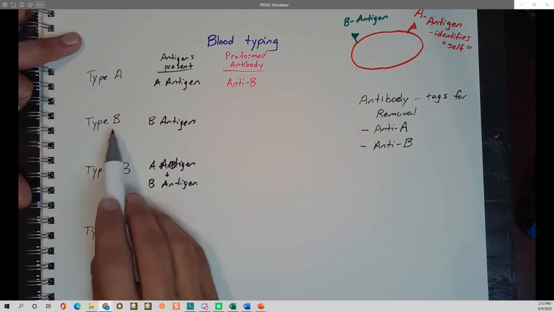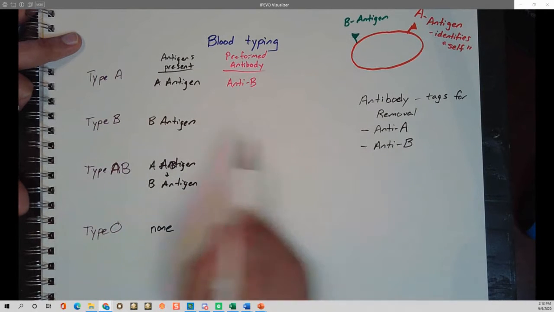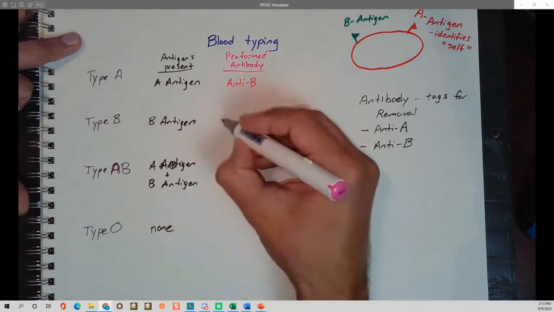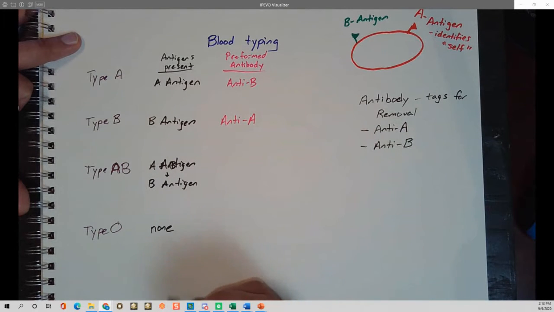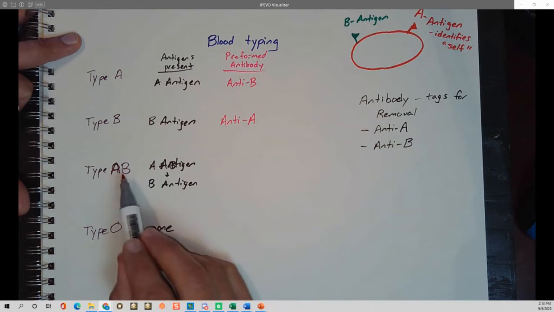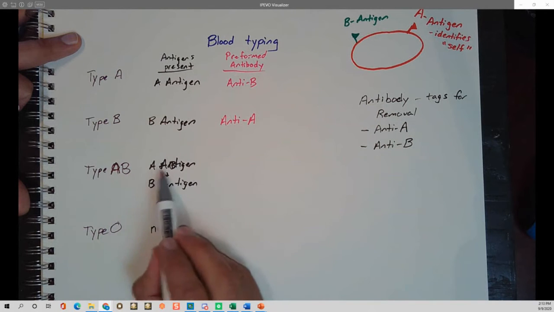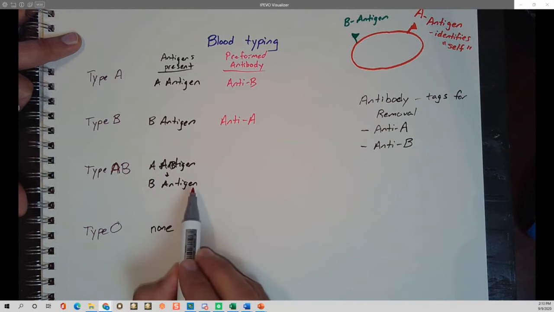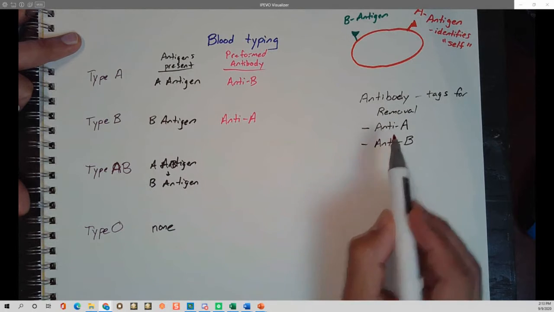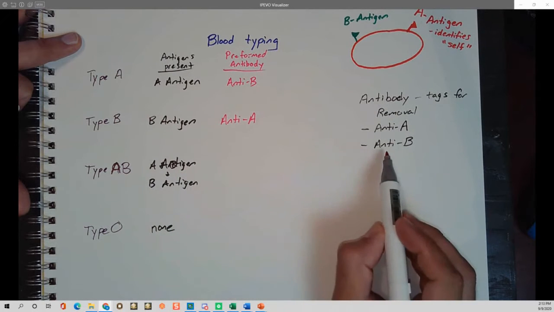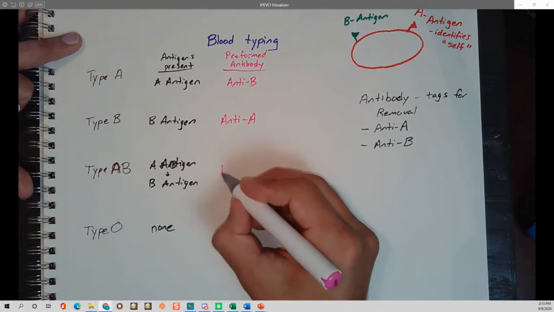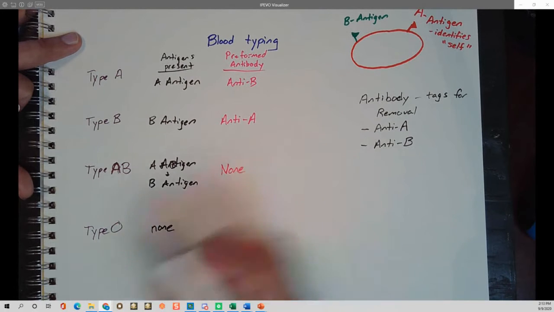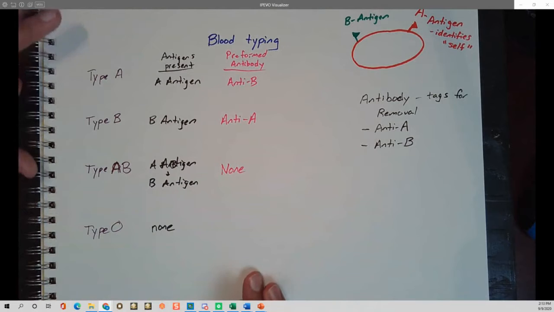So what if you're a type B blood? Can't have that anti-B, it'll kill you. Therefore, you will have the anti-A. Well, what if you're a type AB? Well, then you have an A antigen and a B antigen. Can you have the anti-A? Nope, that would kill you. Can you have the anti-B? Nope, that would kill you. So what preformed antibodies do you have? None. Your body has other means of getting rid of foreign objects.